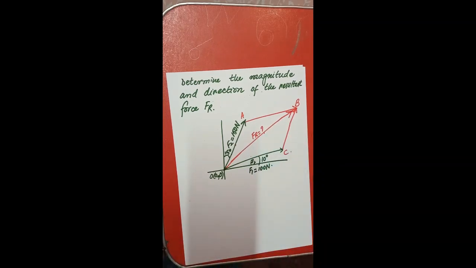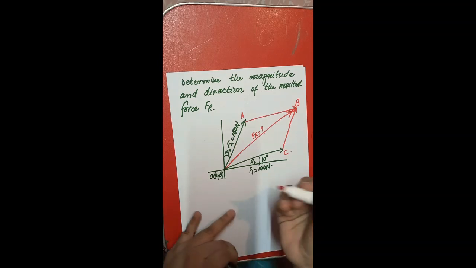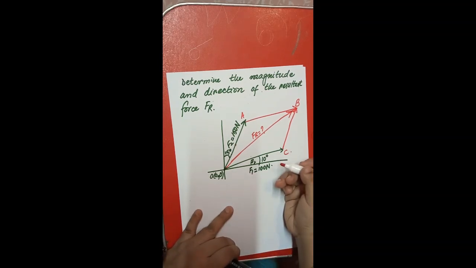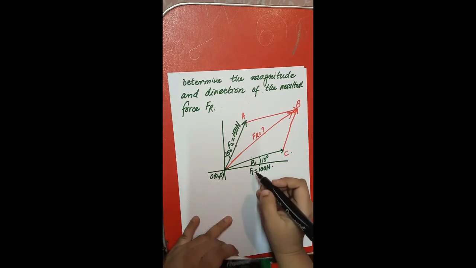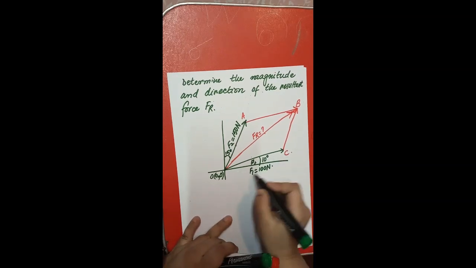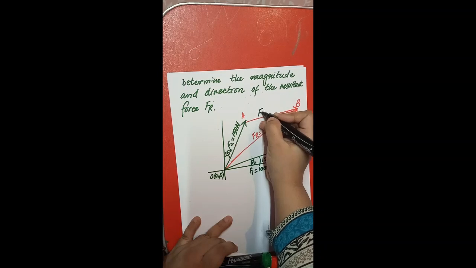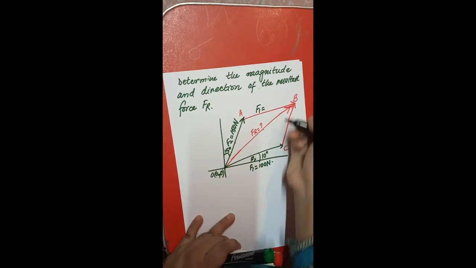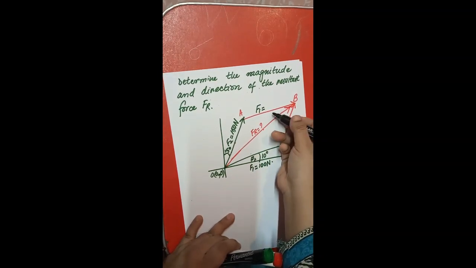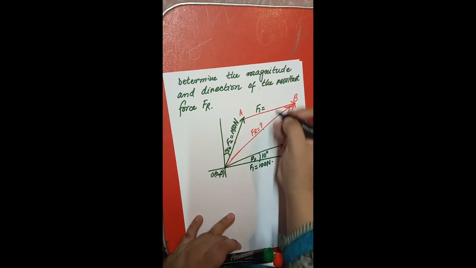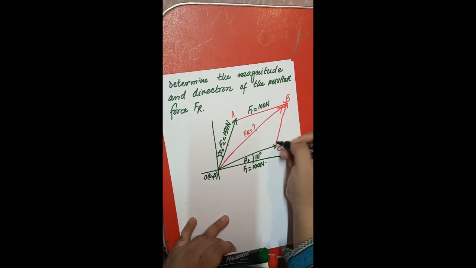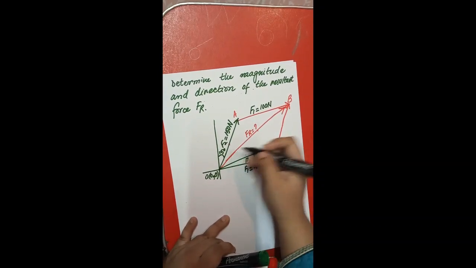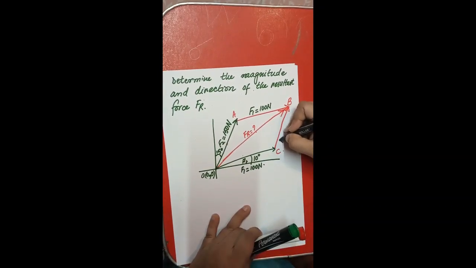We have to find it out. Now how can we find it? First of all, F1 is the force, 100 Newton. According to the parallelogram method, parallel sides have the same magnitude. So F1 is equal to 100 Newton. And BC is parallel to OA, so F2 is equal to 150 Newton.